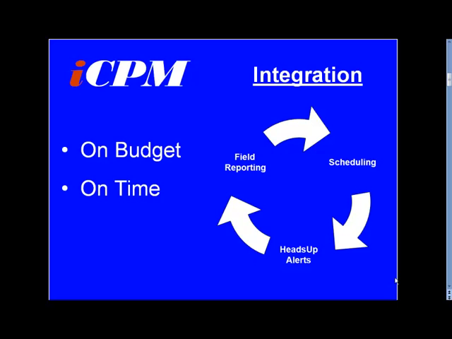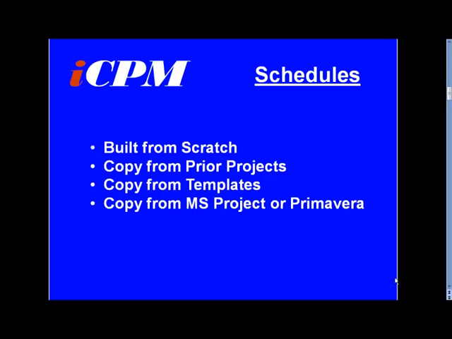Field reports capture progress at the site every day. This information automatically updates the schedule. During evening processing, ICPM compares plan and actual. Critical path activities that are slipping or running late are identified and emails sent to the appropriate team members. Schedules can be built from scratch by copying prior projects, by developing templates that can be used over and over, or copied from existing Microsoft Project or SureTrack schedules.